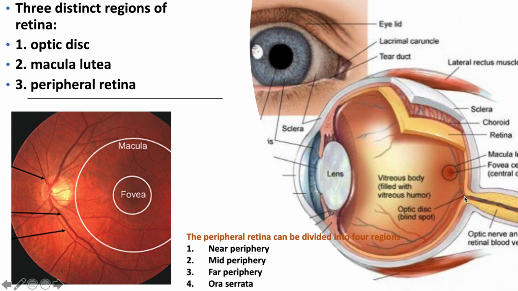The optic disc starts here and the ora serrata finishes somewhere around here where the yellow part ends. The image shown on the screen is not very clear, but you just have to make do with it. Then within the distinct regions of the retina, you have important areas such as the optic disc, which is a blind spot, and you also have the macula lutea and the peripheral retina.